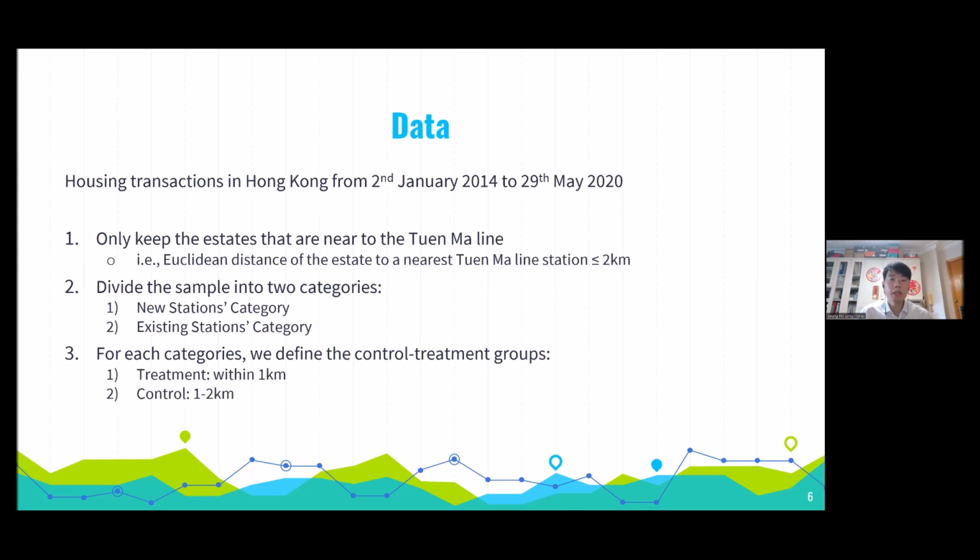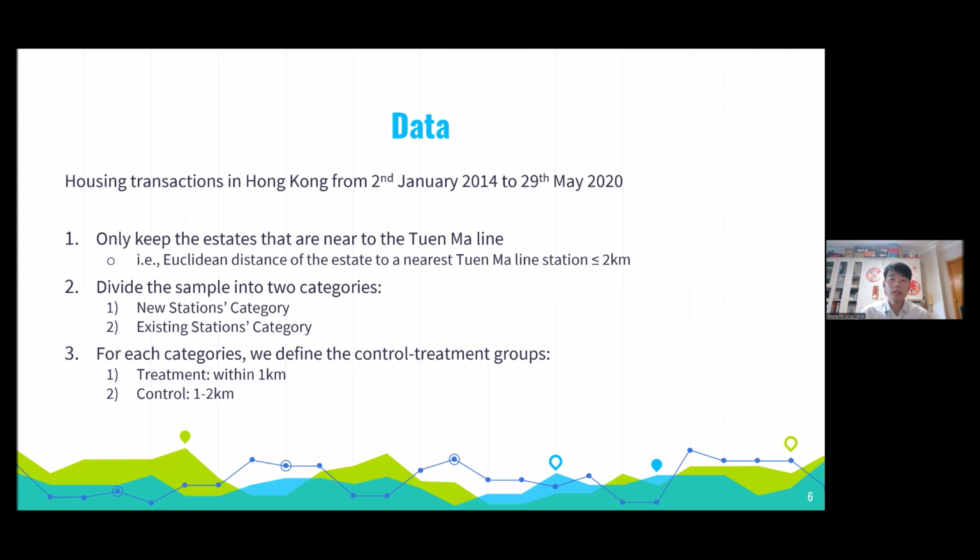So this criteria is based on the fact that the average walking speed for 1 kilometer is around 10 to 12 minutes, right? So therefore, we believe that a station within such a kilometer will definitely be capitalized into the house, into the property value. Whereas for the control group, since they are farther away from the station, we expect that there is no effect on the estate.